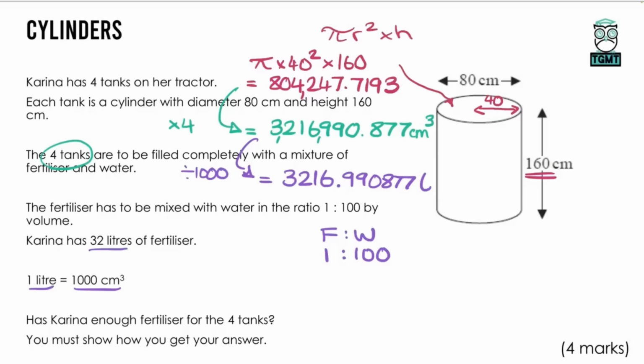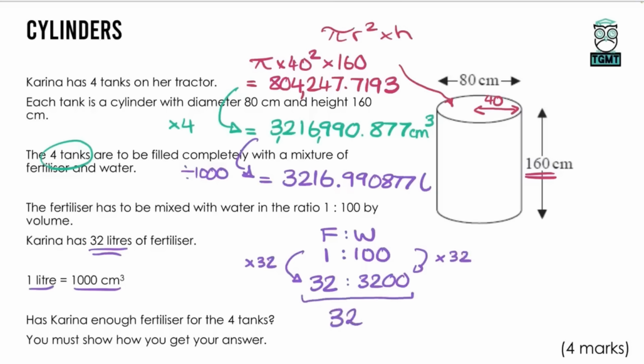Karina has 32 litres of fertiliser. So she has 32 litres, so we need to multiply by 32, which means we're going to have 3,200 litres of water. And the total there, if we add those two together, is 3,232 litres.